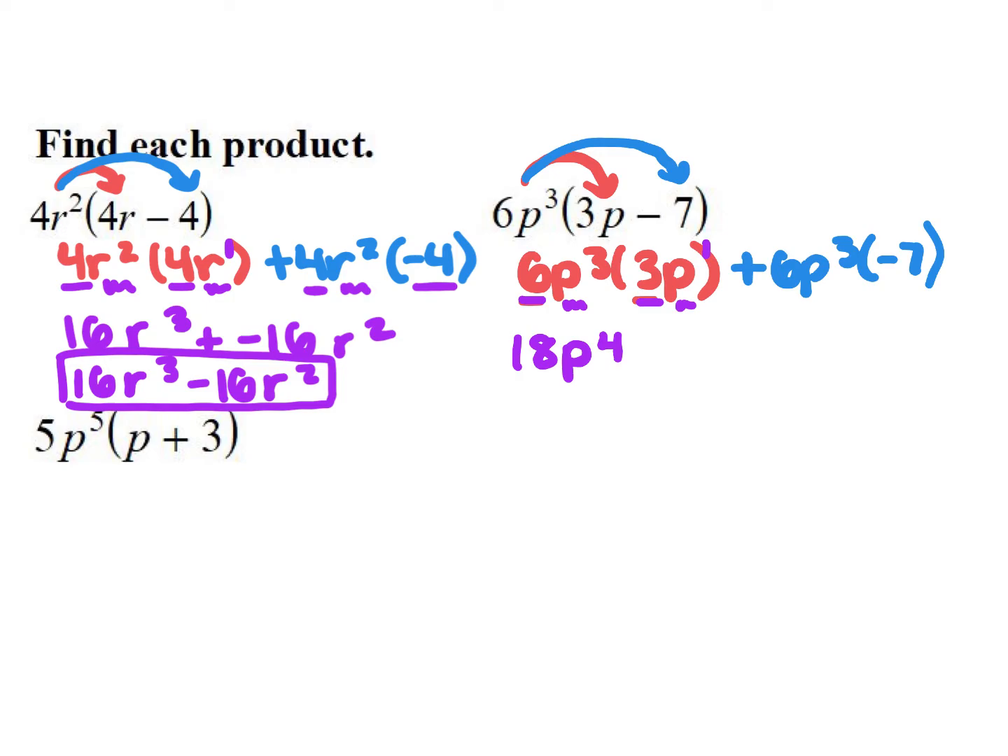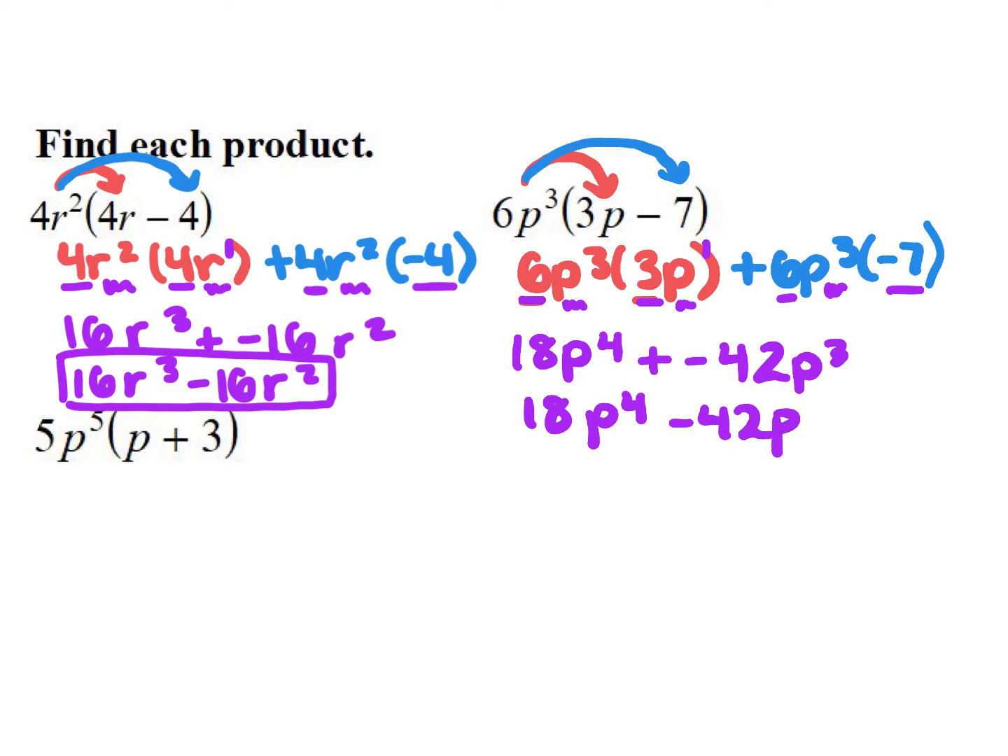We also have that I'm going to multiply the 6 times negative 7, which gives us negative 42. So it's minus 42, and we leave this as p to the third attached. The last thing I'm going to do is, rather than writing this as plus minus, it becomes 18p to the fourth minus 42p to the third.